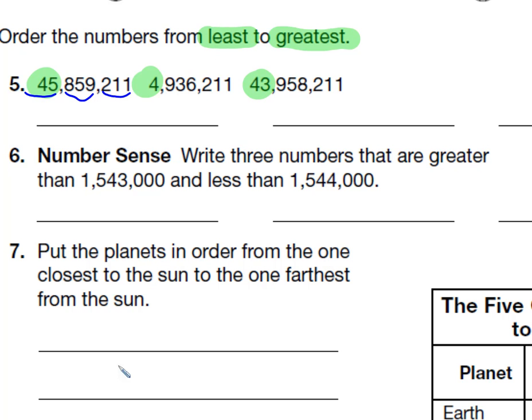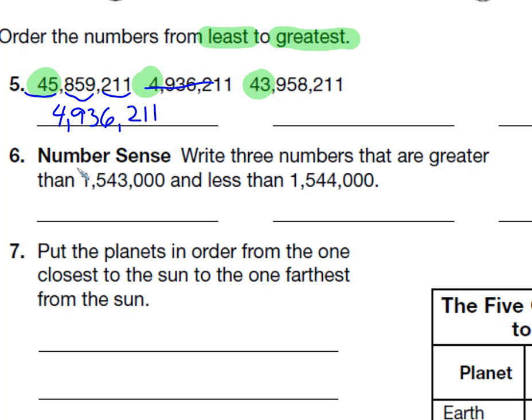4 is smaller. So the smallest number is going to be the one that has the 4 million. So since we're going least to greatest, you'll write in 4,936,211 and then cross it out. Okay? Now, I think you can figure out what the next greatest number is by just looking at it.